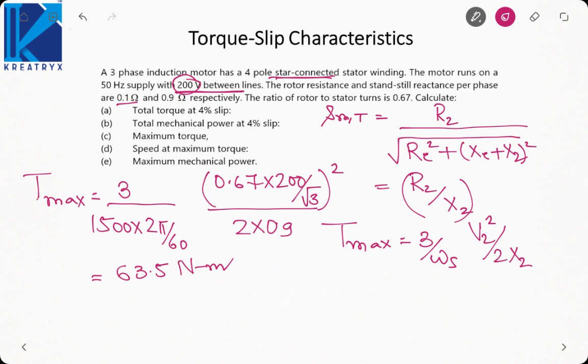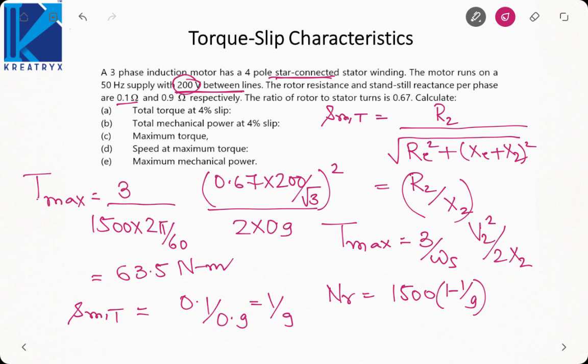What about the speed at maximum torque? For that I need the slip. Slip will be 0.1 by 0.9, that is 1 by 9. So what will be the speed? The synchronous speed we calculated is 1500, so Ns into 1 minus s, 1500 into 1 minus 1 by 9, gives 1333.33 RPM. That will be your speed at maximum torque.